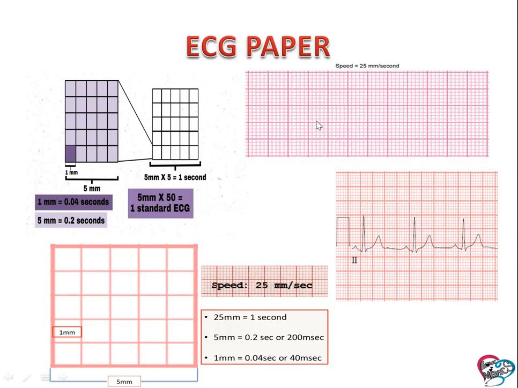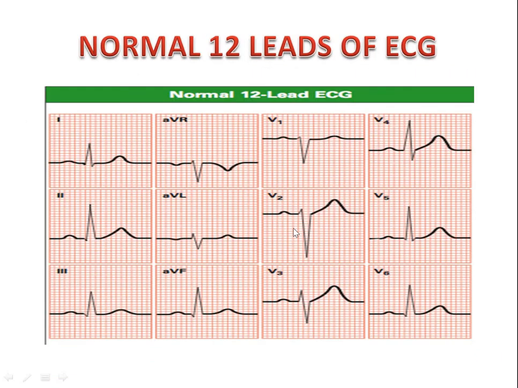ECG paper, this is ECG paper. We can record the ECG wave on the ECG paper, and the speed of the ECG paper is 25 mm per second. This is one small box and this is one large box, and 5 large boxes is 1 second. These are the normal ECG waves recorded by the 12 leads of ECG in different angles.